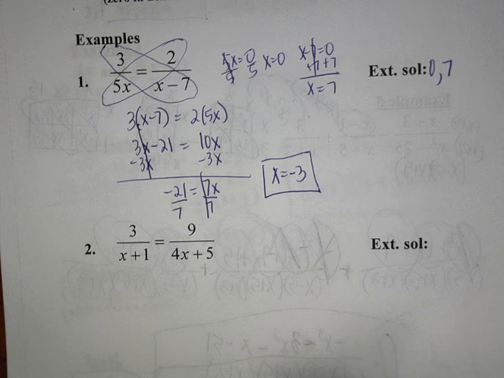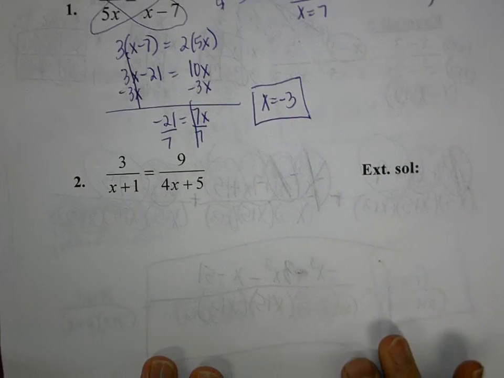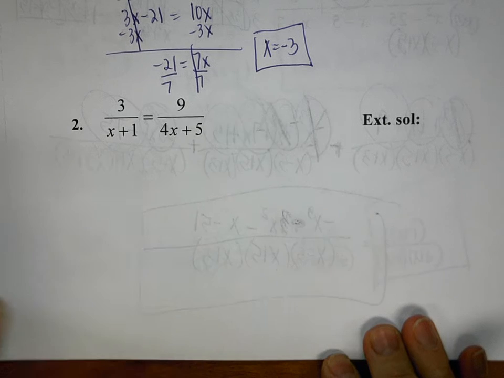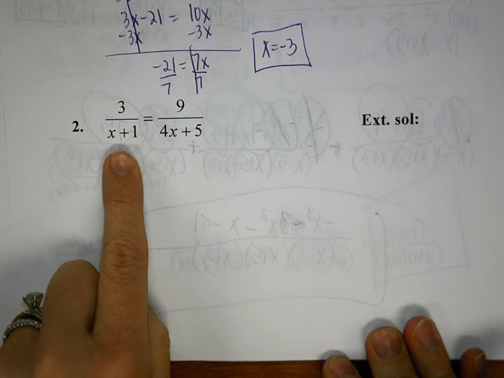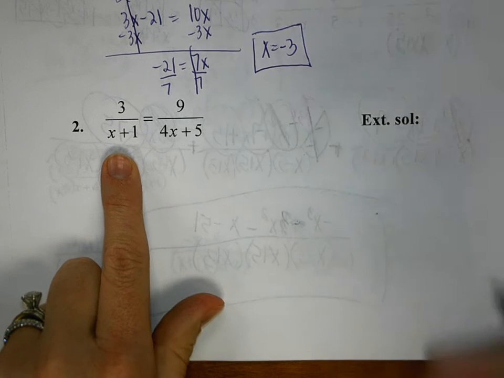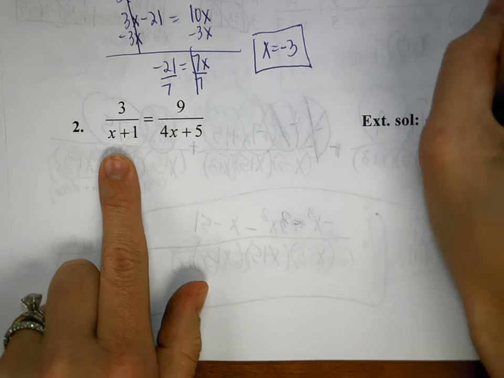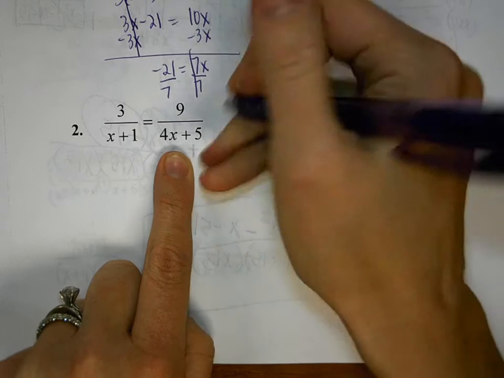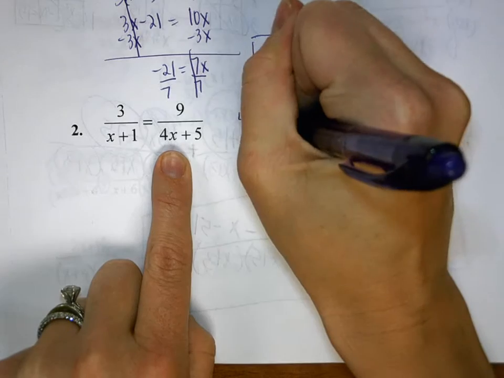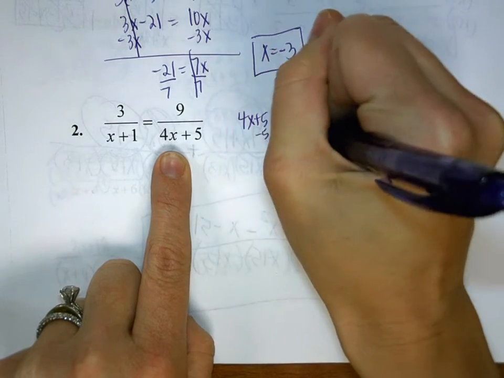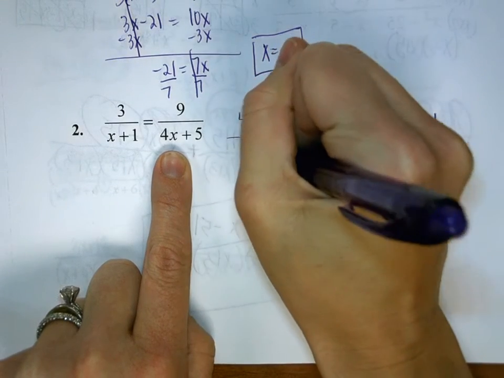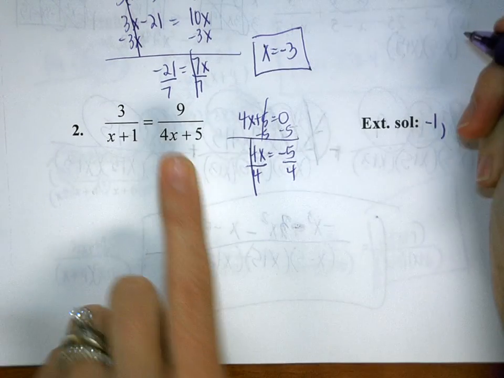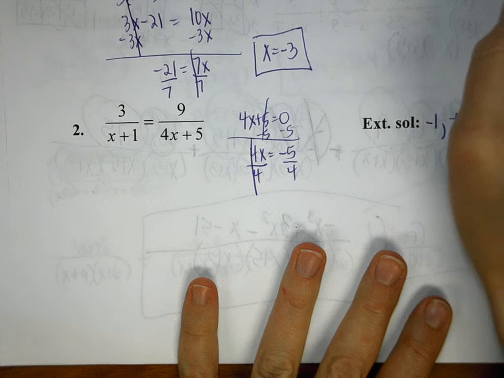Okay, example 2. What would my extraneous solutions be on this one? So for x minus 1, if I set that equal to 0, an extraneous solution would be negative 1. 4x plus 5, if you can't do that in your head, just write it out. 4x plus 5 equals 0. Subtract 5, 4x equals negative 5. Divide by 4, so my extraneous solution is negative 5 over 4.